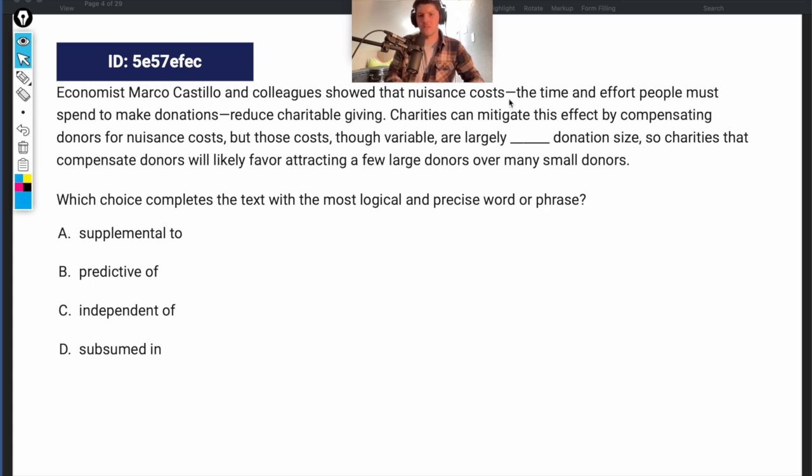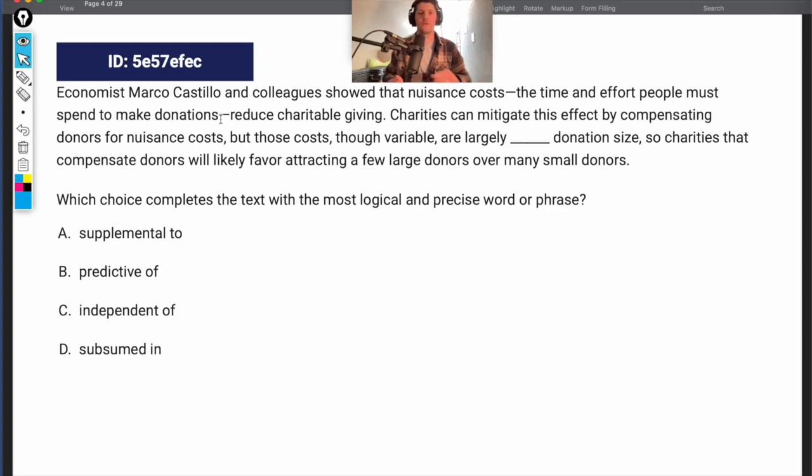Now we define nuisance costs, the time and effort people must spend to make donations. Okay, so now I've actively sort of broken this sentence down and now actively translate it. The amount of time it takes folks to make a decision about donations lowers the amount that they ultimately give, right? So they get a little bit exhausted and maybe they give less money because they're busy trying to decide where to give the money.